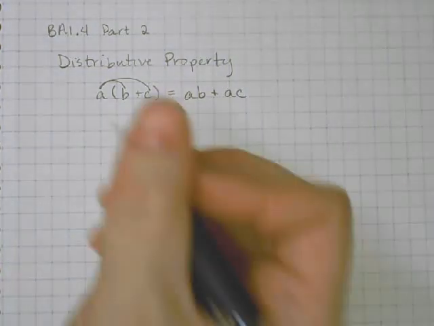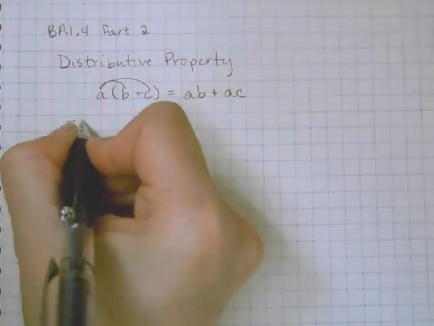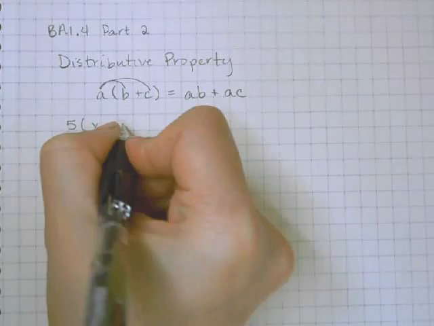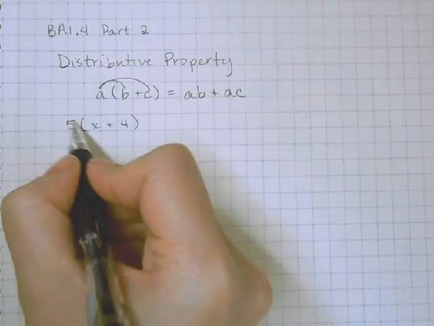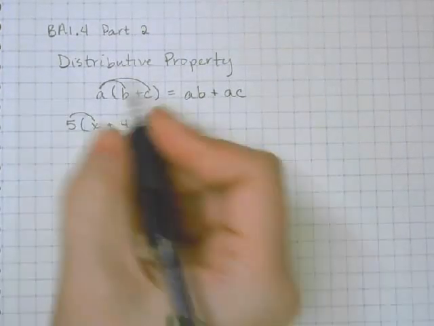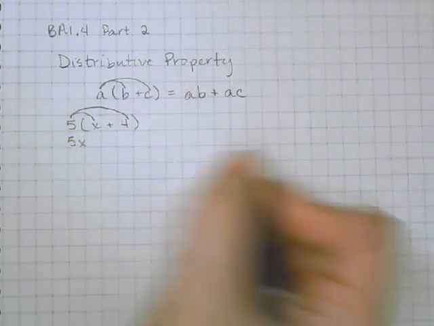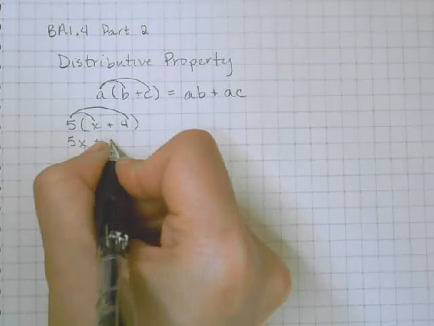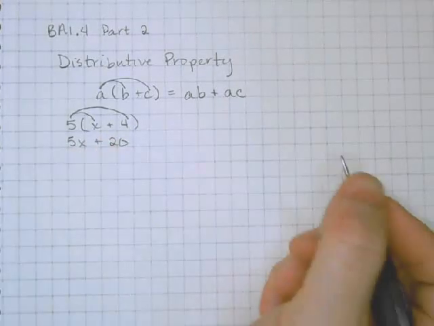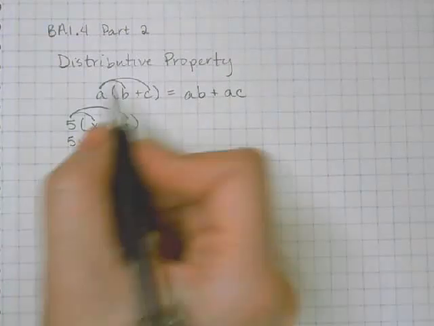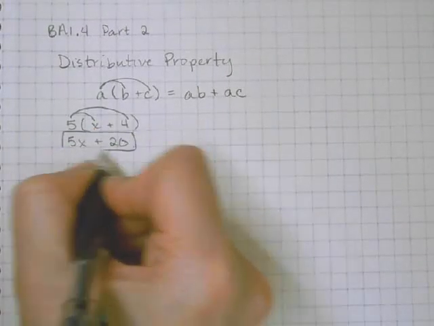So if we have 5 times x plus 4, I'm going to multiply 5 times x, so 5x plus 5 times 4, which is 20. I cannot combine those because x and 20 are not like terms, so that's as simplified as I can get.